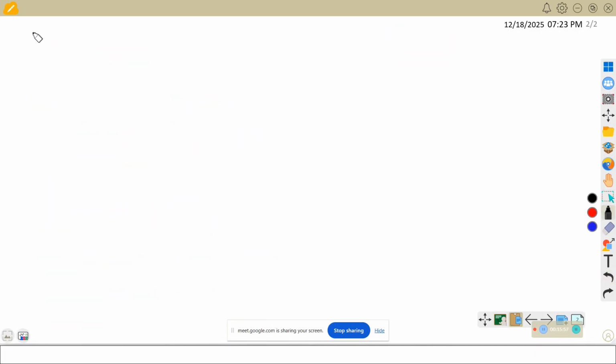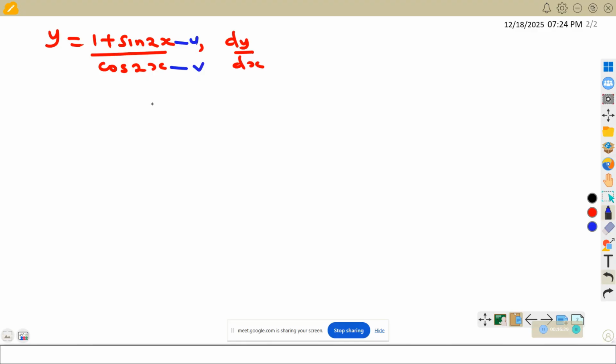So we are given y as 1 plus sine 2x divided by cos of 2x. And what we are interested in is getting dy dx. When you look at this given expression, you should realize that it is in the form of a quotient. So you let this one be your u and this one be your v. Then u equals 1 plus sine of 2x, and v is cos of 2x.